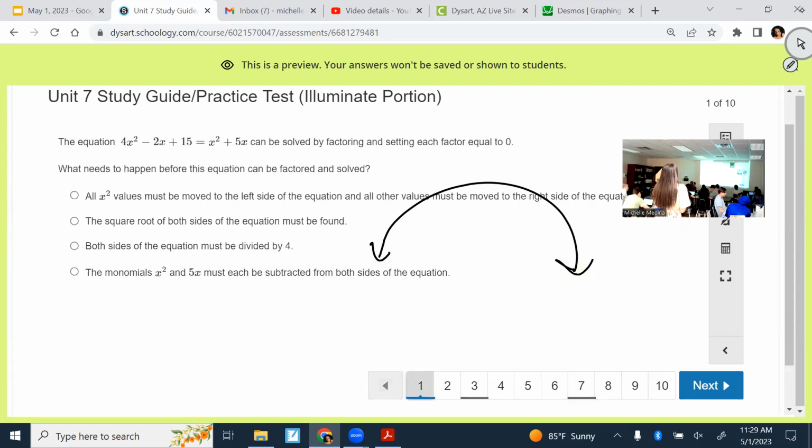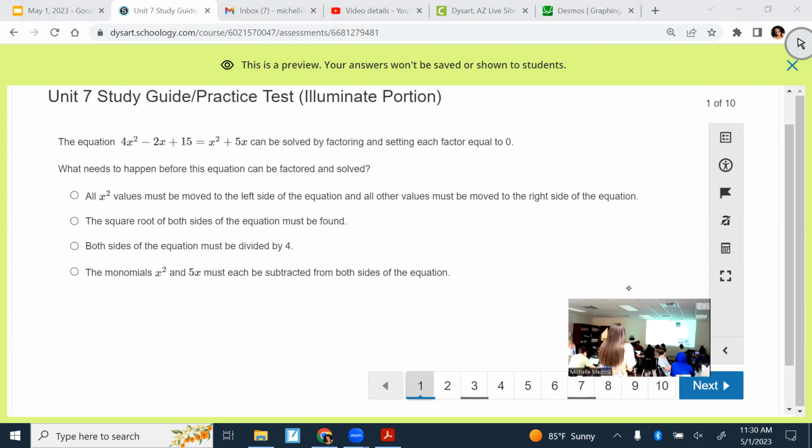Okay, so we have an equation that can be solved by factoring and setting each factor equal to 0. What needs to happen before this can be solved? So, steps for factoring. Looking at how it's set up, can it be solved the way that it is right now? What do we need to change? You need to set one side equal to 0. Doesn't matter what side? It doesn't matter. One side would probably be easier.